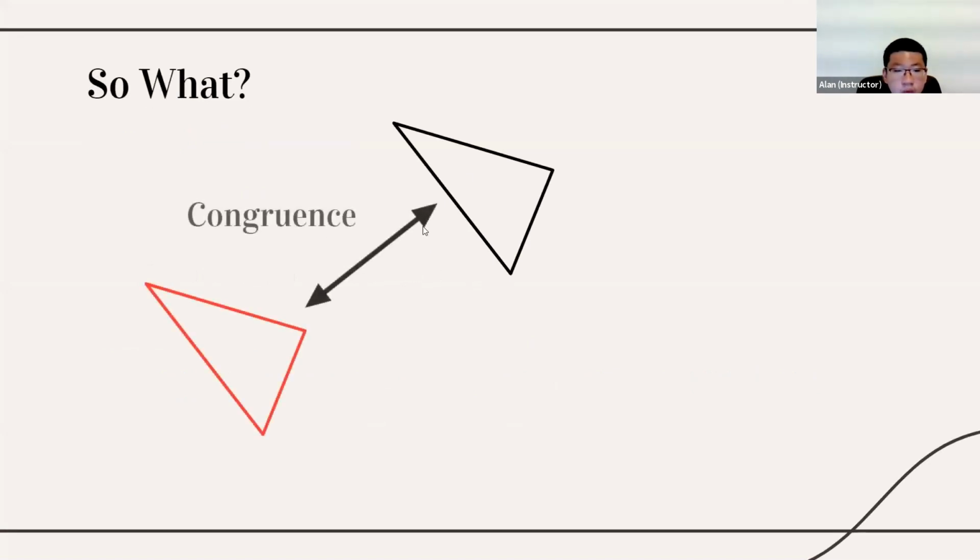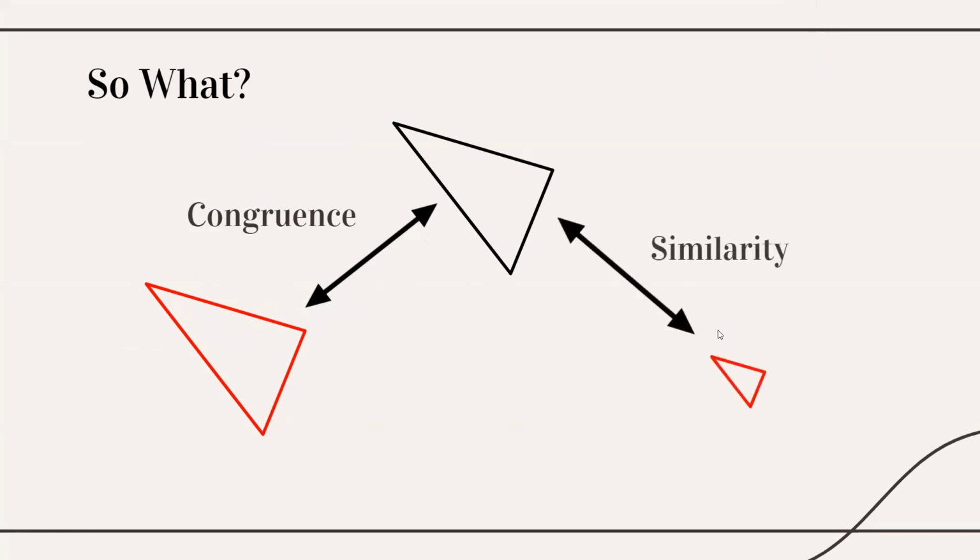So, well, here's an example. So these two triangles are congruent, as you can see, because they're exactly the same in every way, while these two triangles are only similar because while their angles are the same, one's a scaled up version of the other, so they're not exactly the same, so they're similar.